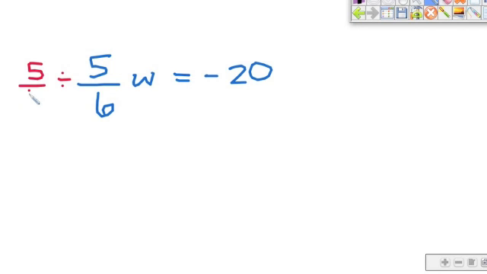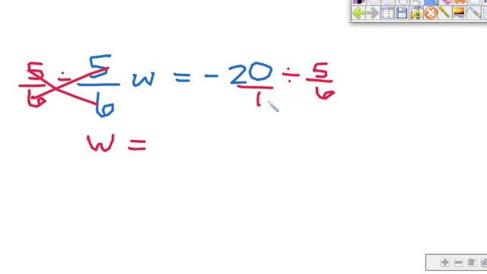All right, let's try one with a fraction. What if I had 5/6 W equals negative 20? All right, well, the inverse operation of multiplication is division. So I'm going to divide by 5/6 and divide by 5/6. All right, this whole thing cancels out and I get W. All right, but we can't really divide this. I'm going to go ahead and put this over 1. Remember, we take the reciprocal. So I'm going to do 20 over 1, change my sign, and take the reciprocal.